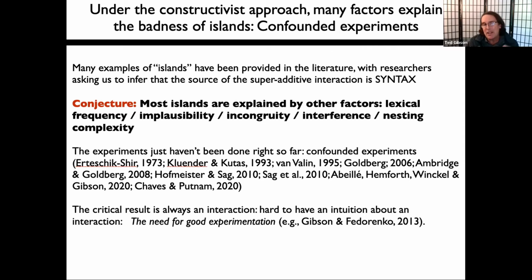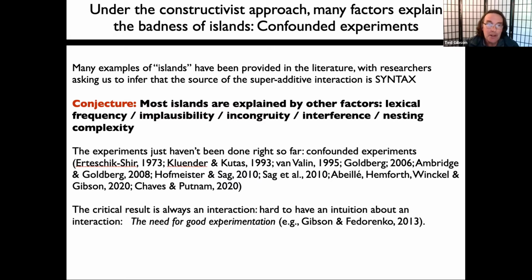This is a specific way to say an old claim. Other people have made that kind of claim without saying it specifically about the experiments not being done right. This is just following other researchers who have suspected the same thing, going back to Naomi Erteschik-Shir and people like Adele Goldberg, Philip Hofmeister and Ivan Sag, and so on, and us and Rui Chaves as well in more recent times. The critical result in these experiments, or if there's just intuitions, if there's no experiment, is always an interaction. One, it's really hard to have an intuition about an interaction, so you need to do the experiment. You can't just think there is an interaction, you have to run the experiment. And even if you have an interaction, you don't know why. When you find that interaction, you don't understand what the source of that interaction is.